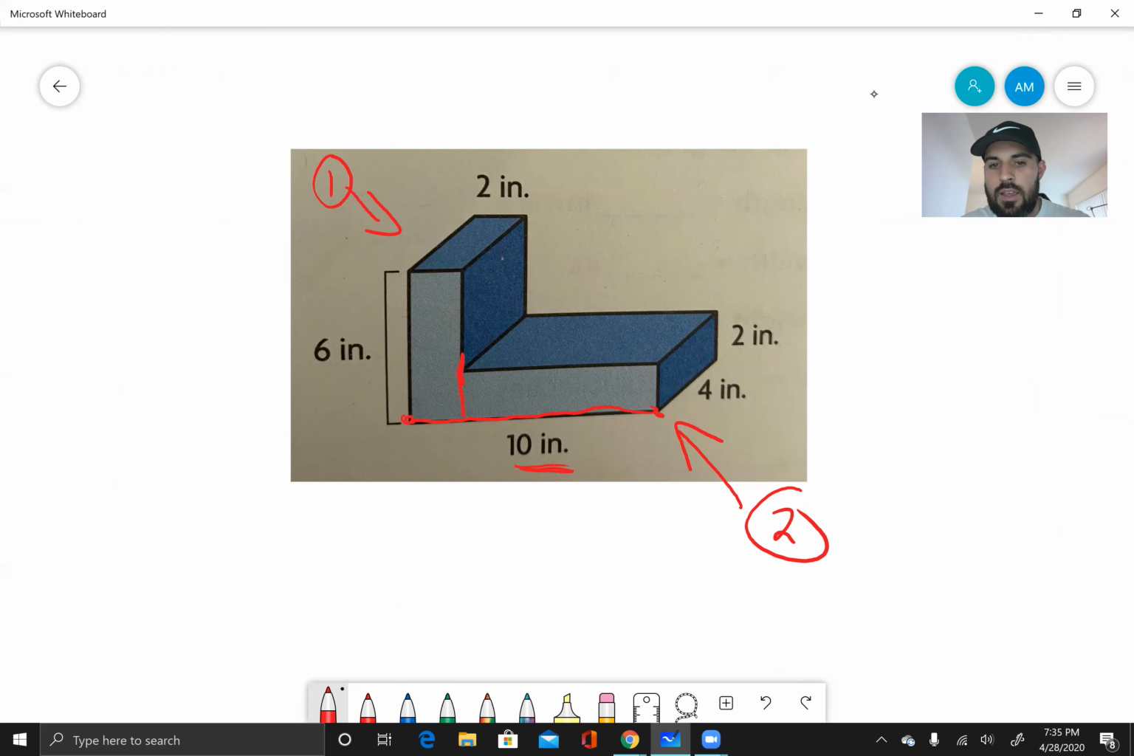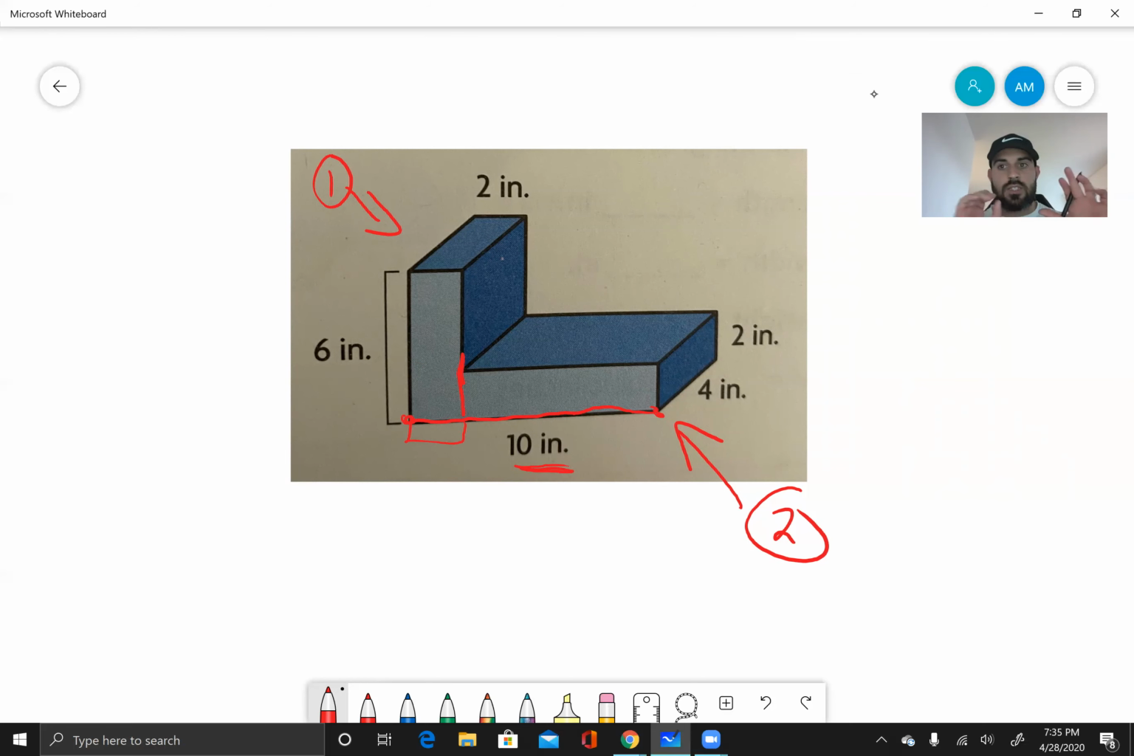Now, for figure 1, would the length be 10 inches? If you add any logic or common sense, you can obviously see that there's no way that this little piece right here will be 10 inches, because the whole entire length of the figure is 10 inches.